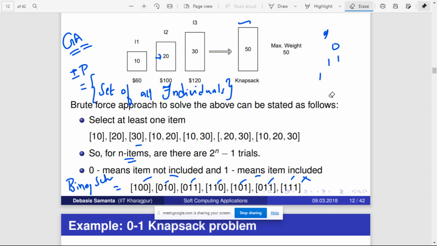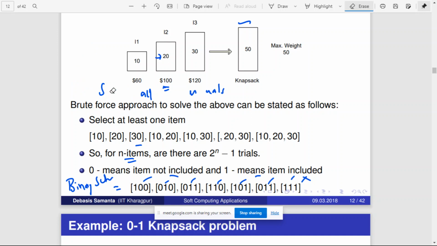If there are 4 items, then how many solutions are possible? 15 possible solutions. Okay, so like that. Depending on the problem, you have to choose the right encoding scheme. For this kind of problem, the binary encoding scheme may be appropriate, right?